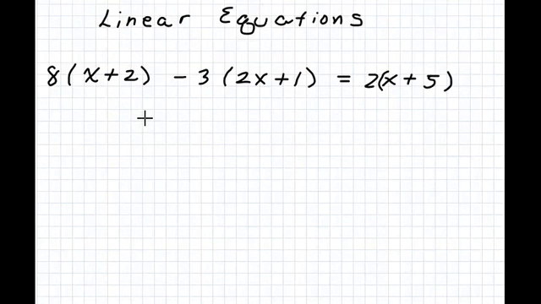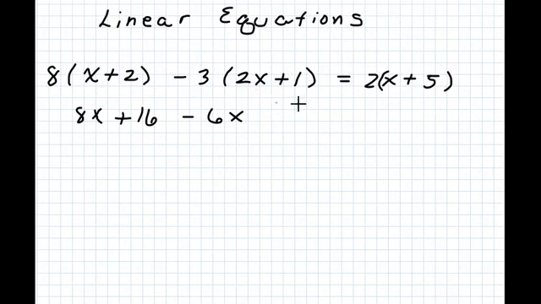Okay, so let's try to find the solutions to this equation here, if it has any. So what I'm going to do first is distribute this 8 across. So we have 8x, 8 times 2 is 16. Then I'm going to distribute this minus 3 across, so we have minus 6x, right? 3 times 2 is 6, and then minus 3 times 1 is just minus 3. And I'm going to go ahead and distribute this across over here also.